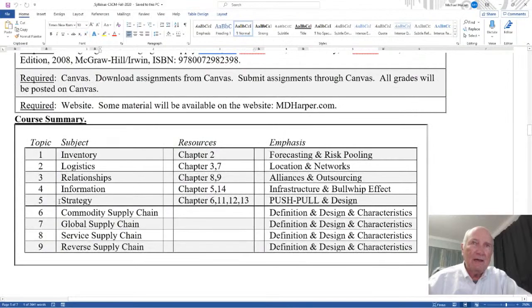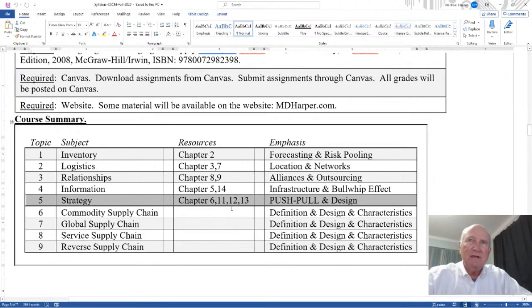4 chapters that I've selected from the textbook. He spreads it out, because in pretty much every chapter he talks about strategy. But specific strategies are in chapters 6, 11, 12, and 13, which seem to be more directed toward actual strategy.